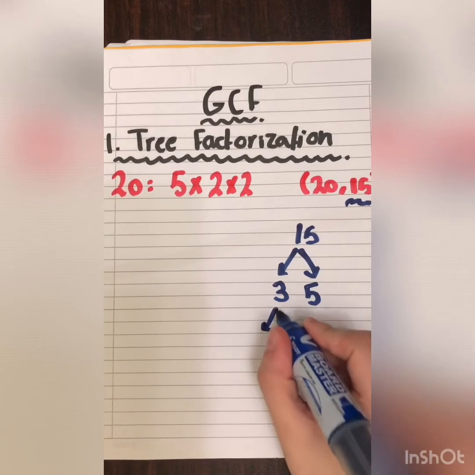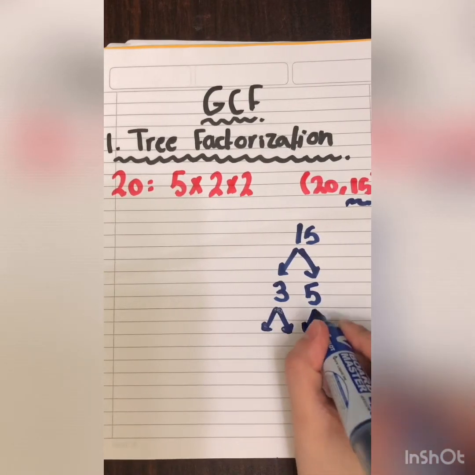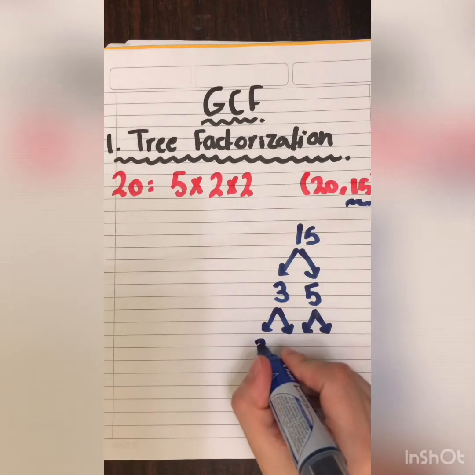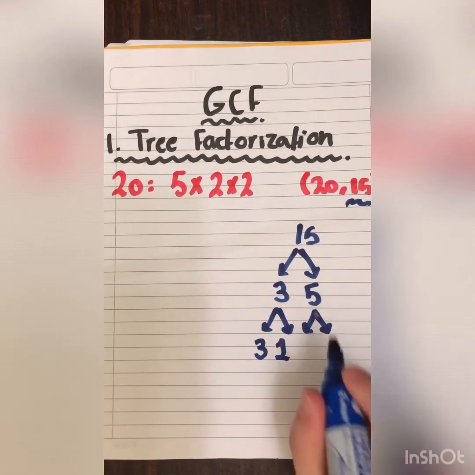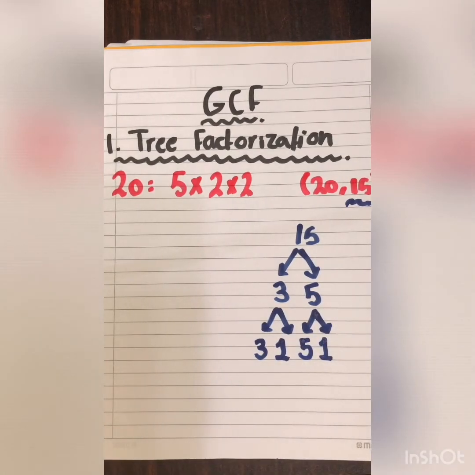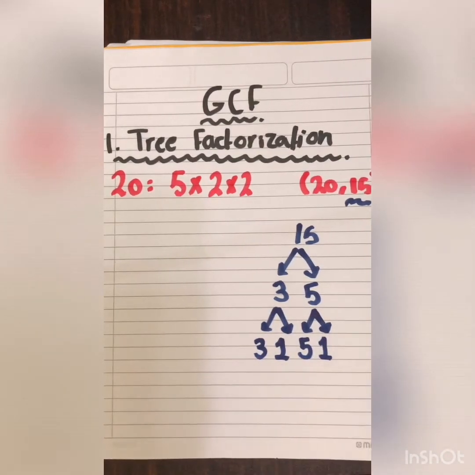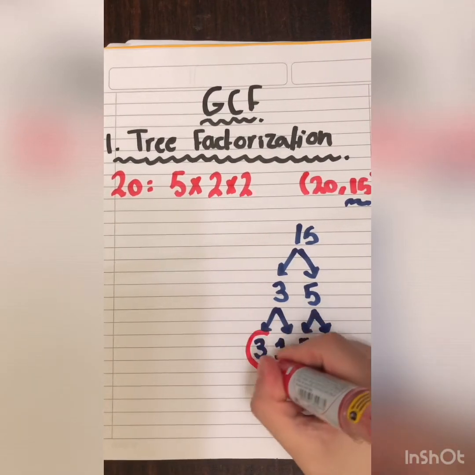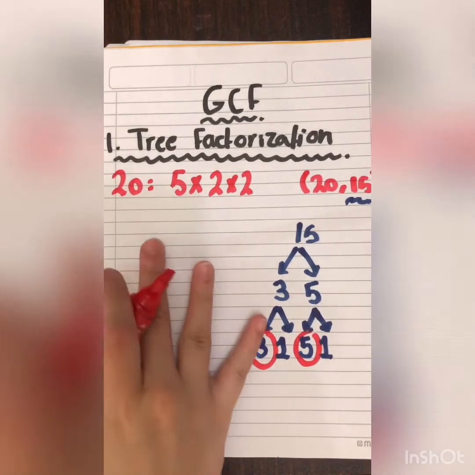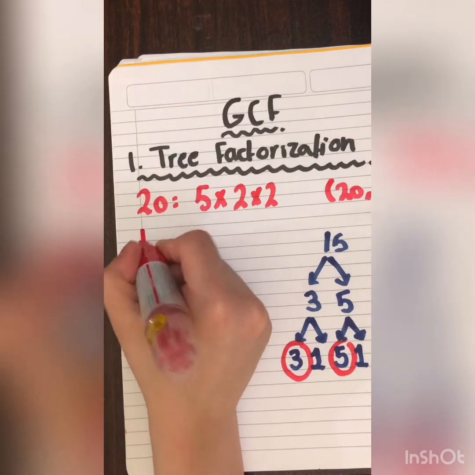Now think, what are the two numbers? When you multiply, you will get 3. That's right, the 3 is a prime number, so 3 and 1. The same thing for the 5, it's prime, so 5 and 1. I finished my work because I reached a number and a 1, a number and a 1. So I'm just going to circle the numbers, which are the 3 and 5.